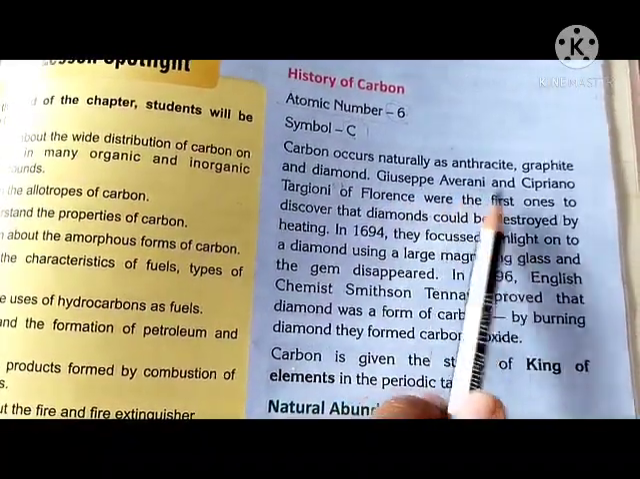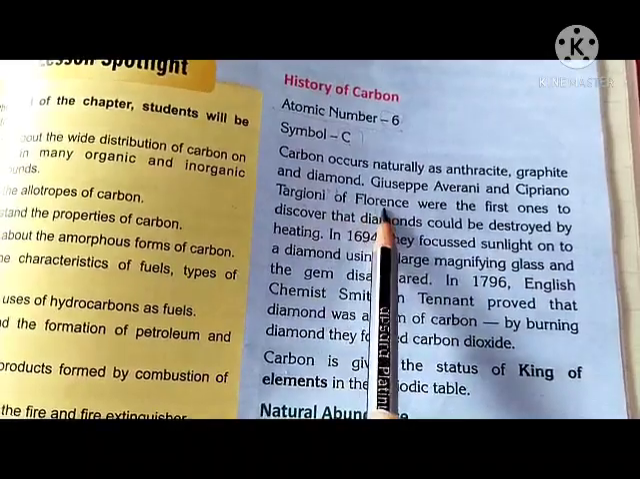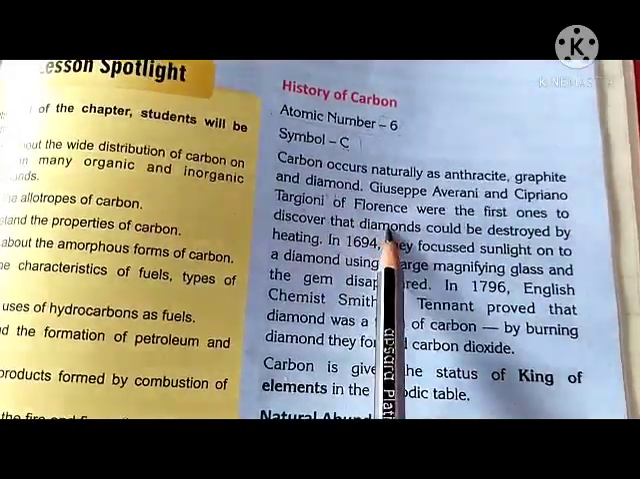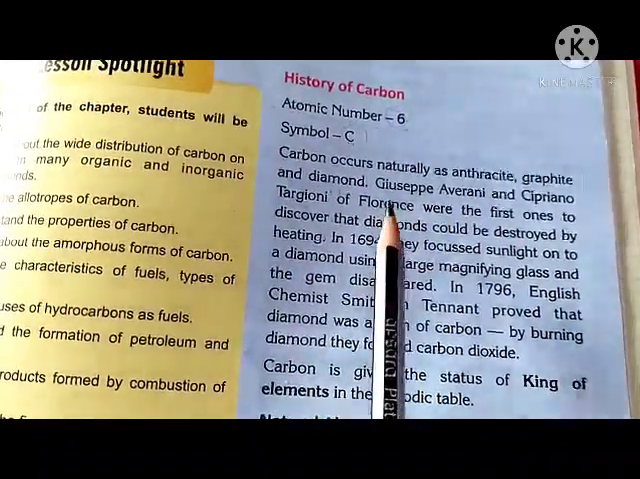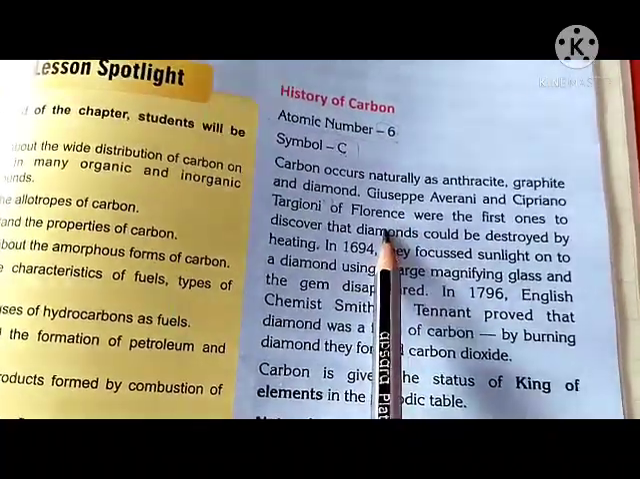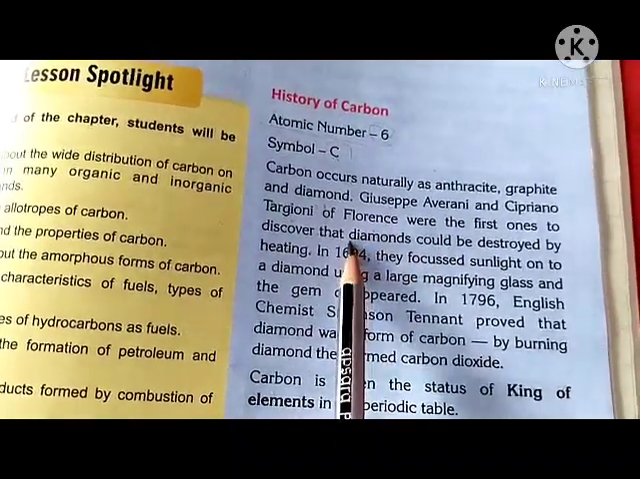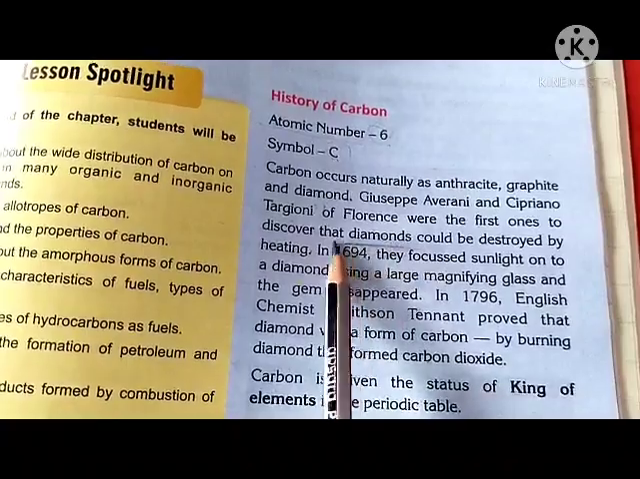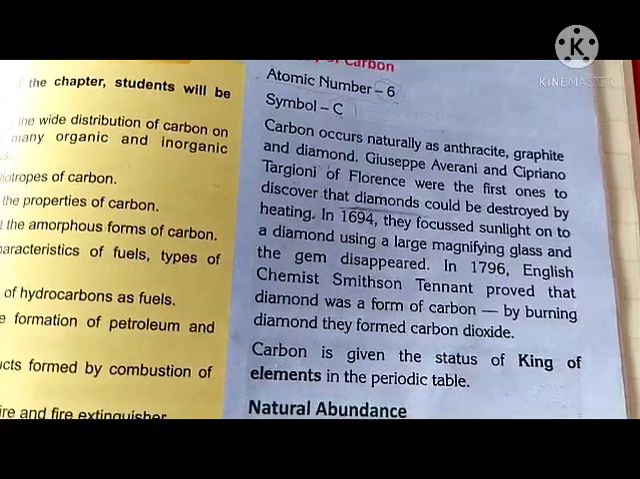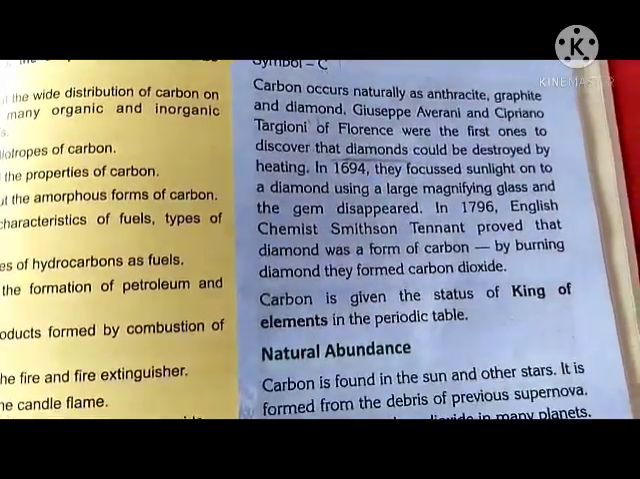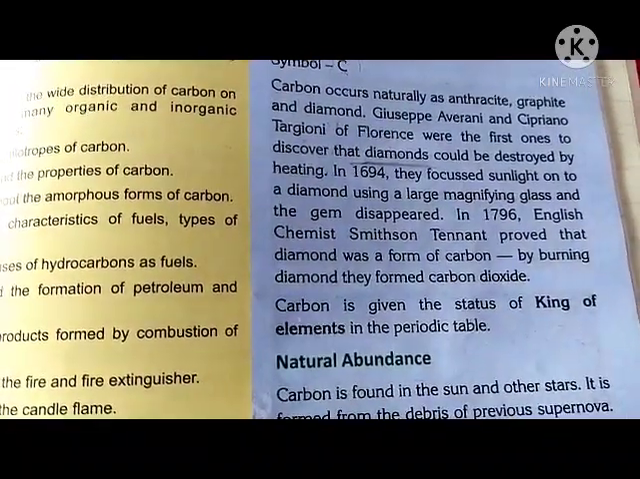Giuseppe Averani and Cipriano Targioni of Florence were the first ones to discover that diamond could be destroyed by heating. So these two scientists were the first to discover that a form of carbon, especially diamond, can be destroyed by heating. Okay, what is the meaning of destroy? It means they can be completely destroyed by heating. Destroy means we can fully disintegrate the compound.